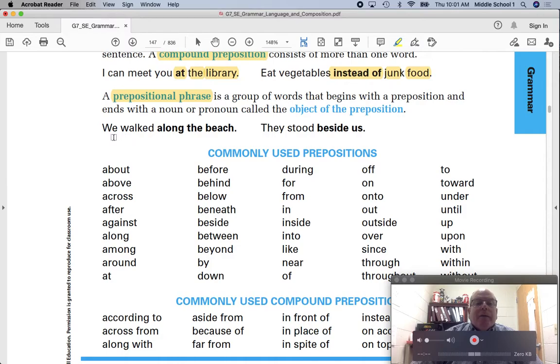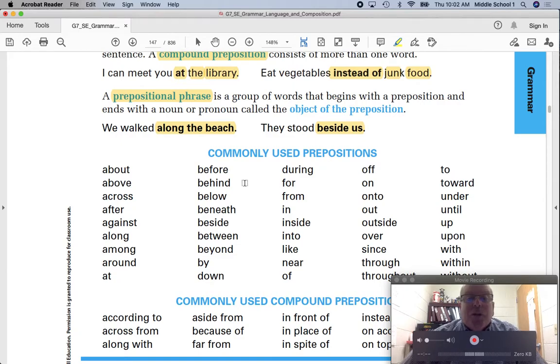So, in example number 3, we walked along the beach. My preposition is along. The object is beach, and the entire phrase is along the beach. The fourth example, they stood beside us. Beside is the preposition. You're going to notice that the object of the preposition in this sentence is a pronoun. Nonetheless, beside us is a prepositional phrase.